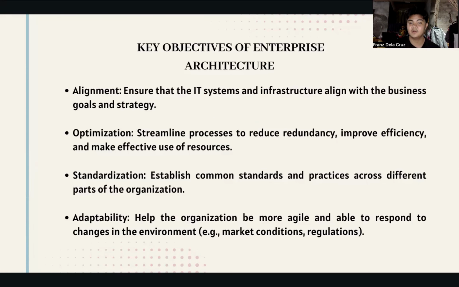Here are the key objectives of enterprise architecture. First, we have alignment. Ensure that the IT system and infrastructure align with the business goals and strategy. Second, we have optimization. Streamline processes to reduce redundancy, improve efficiency, and make effective use of resources. Third, we have standardization. Establish common standards and practices across different parts of the organization. Lastly, we have adaptability. Help the organization be more agile, able to respond to changes in the environment like market conditions and regulations.